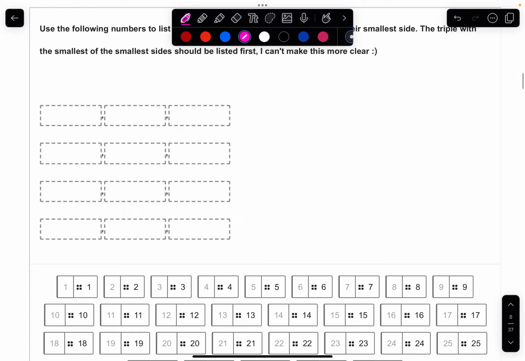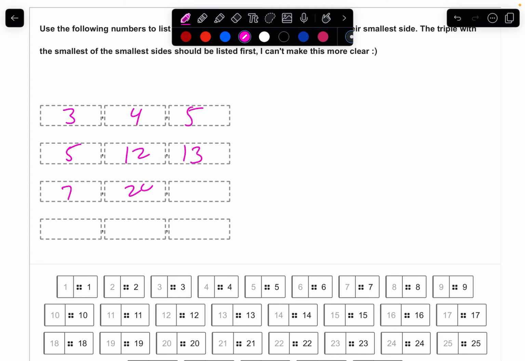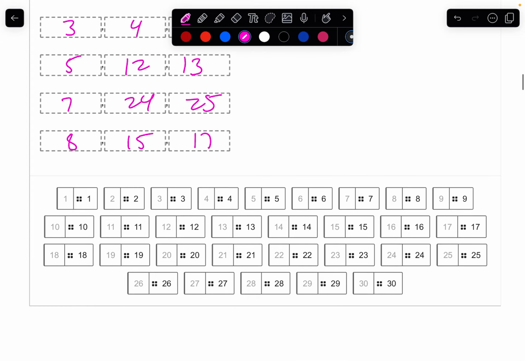And speaking of triples, see if you can do this. Make sure you're trying this stuff, guys. Don't just watch the video. Make sure you're trying these questions. But this would be a 3, 4, 5. This is a 5, 12, 13. 7, 24, 25. And 8, 15, 17. Let's go.